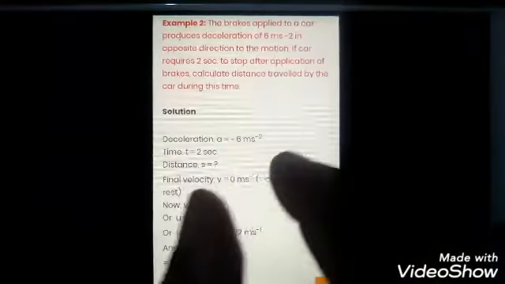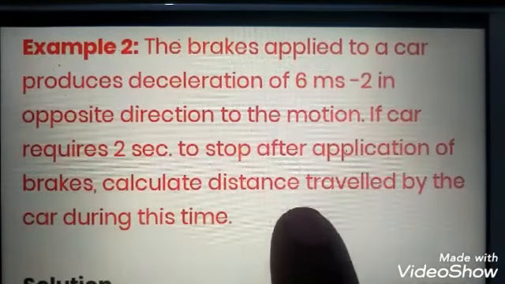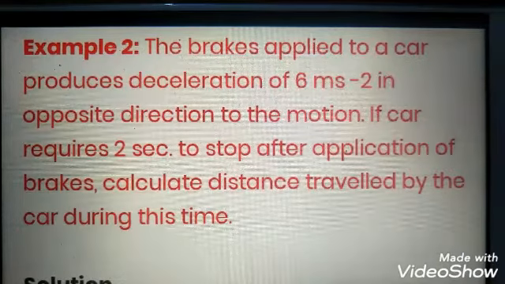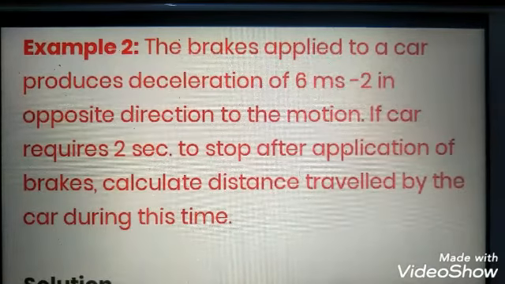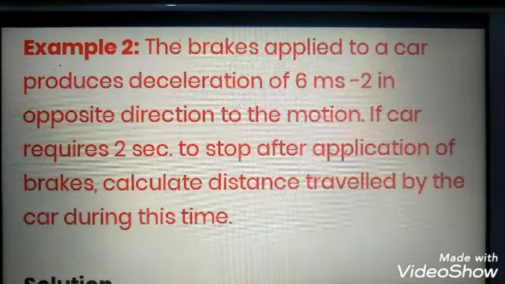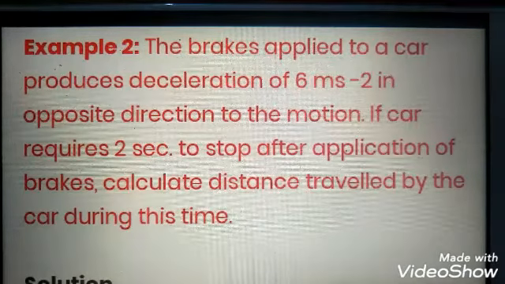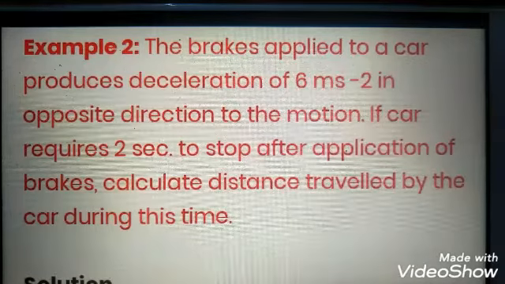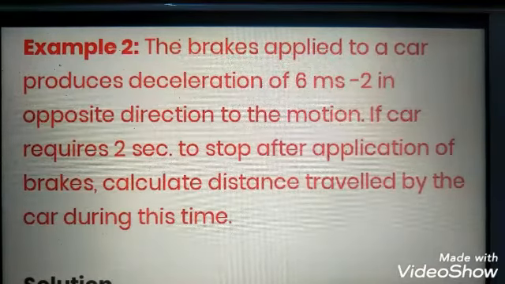Now the last problem that we are going to see is the equation of motion. This is the numerical problem. The brakes applied to a car produce deceleration of 6 meter per second square in opposite direction to the motion. If the car requires 2 seconds to stop after application of brake, calculate the distance traveled by the car during this time. So we have to find out the distance.